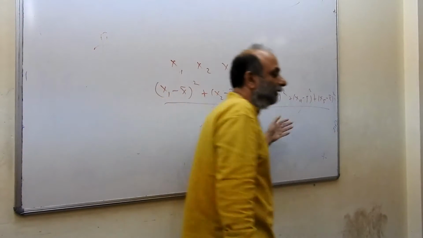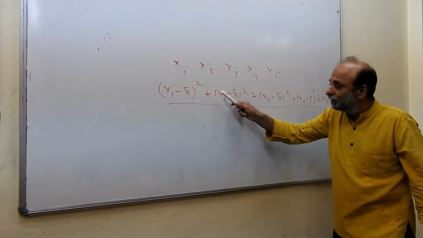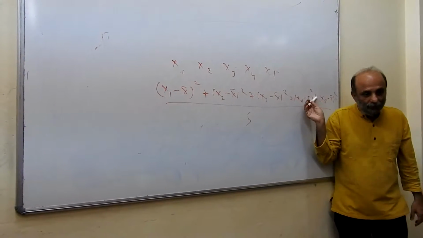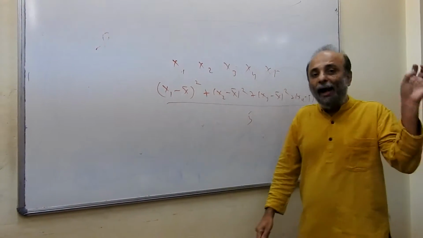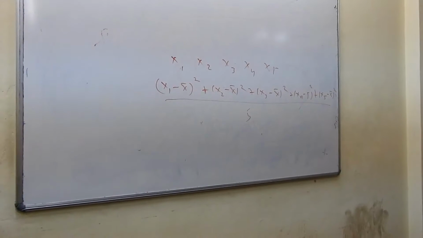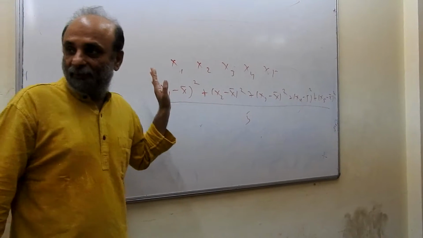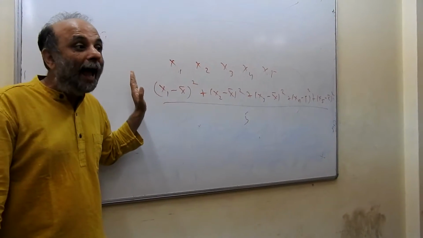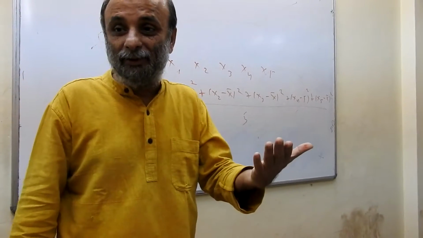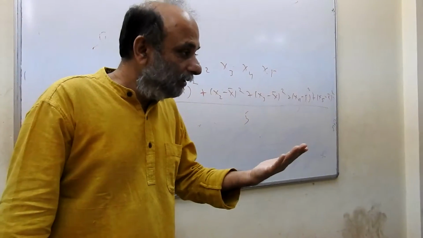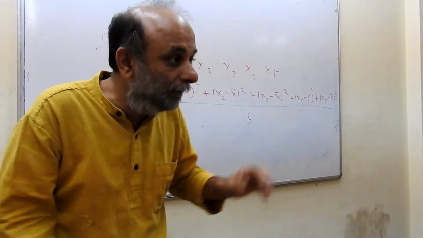What do you mean intuitively here? I have added the sum of all distances from the mean and divided by the total number of these distances. If I add n quantities and divide by n, what do I get? An average. So this is also an average. This is the average distance of an observation from the mean.